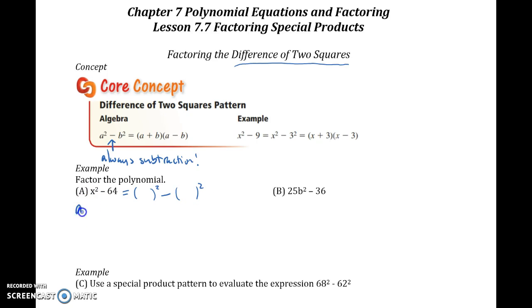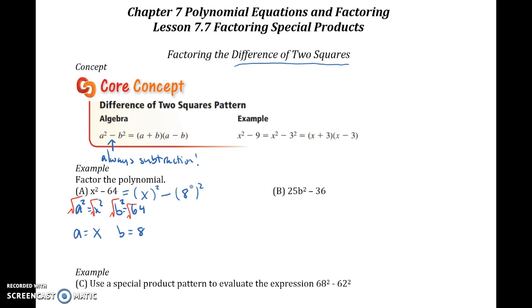So A squared is x squared, and B squared, remember, ignore the negative sign, it's 64. What we want to do is figure out what A is and what B is. Remember, the inverse of a square is a square root. So I'm basically going to square root both sides right here to figure out what A and B actually are. A here is going to be x and B is 8. We only take the positive root for this pattern. So we can rewrite x squared minus 64 as x to the second power minus 8 to the second power.